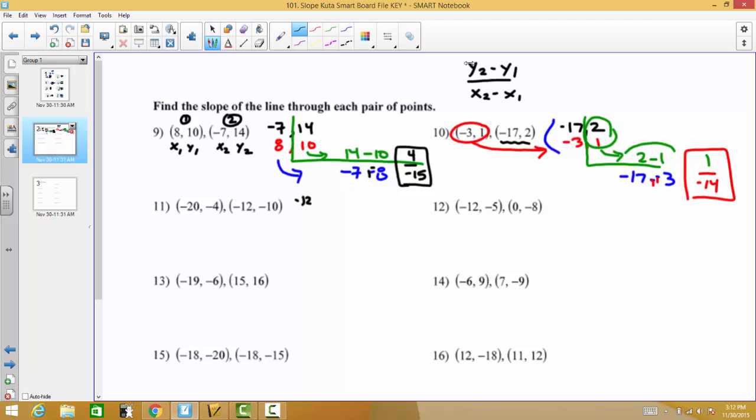In 11, negative 12, negative 10 is your second point. Negative 24, negative 4 is your first point. Subtract the y's. Negative 10 minus negative 4. Whenever you have a minus negative, you slash and dash. Subtract the x's on the bottom. Negative 12 minus negative 20. Whenever you have a minus negative, you slash and dash. So your result is negative 6 over 8. This is reducible, and that is negative 3/4.